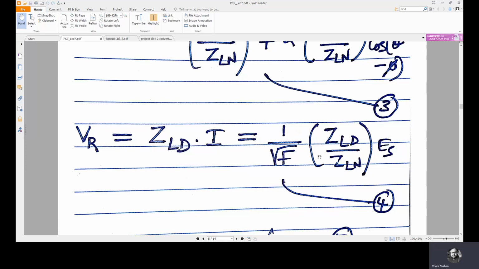Of course, ZLN is coming into the picture because ZLN is the line impedance, and whenever the current through the line increases, the I into ZLN drop increases. That will also cause reduction in the receiving end voltage profile. So this is denoted as equation 4.